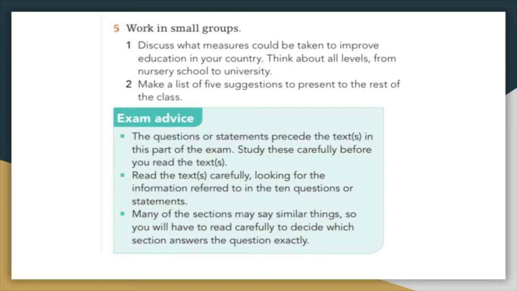And the second one is to make a list of 5 suggestions to present to the rest of the class. So this is like a little homework for you. You have to make a list of 5 suggestions, and you can send that list by typing it in the WhatsApp group, or taking a photo or a screenshot, whatever you want. And if you want, you can take a photo of your notes and share it with us in the WhatsApp group. That would be amazing.